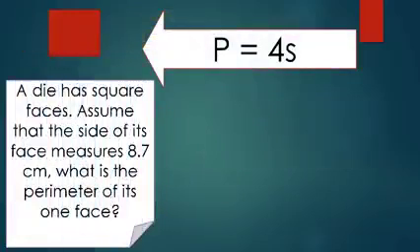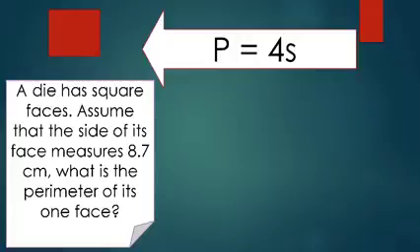A die has square faces. So when we talk about die, yung nilalaro, okay, na merong numbers 1 to 6, die is singular, dice is madami na siya. Okay, so kung meron kang isa, tawag natin die. Pag marami, more than 1, that is dice. Again, a die has square faces. Assume that the side of its face measures 8.7 centimeters. What is the perimeter of its one face?